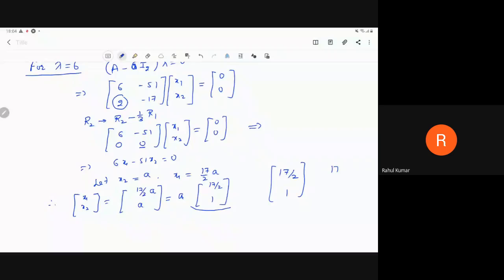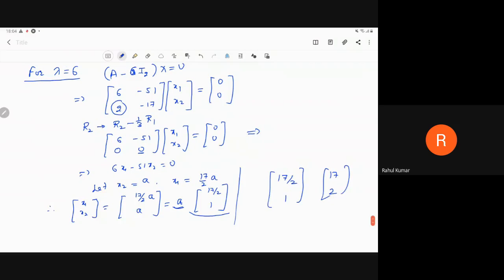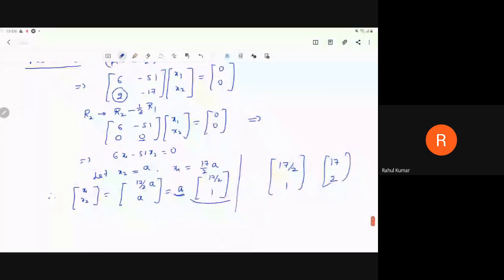Somewhere its answer can also be written as 17, 2, because this a is any non-zero number. You can choose anything, okay? But anyway, you should write your answer in this format finally. You can leave here, no problem. So we will say that eigenvectors of A corresponding to lambda equal to 6 are non-zero multiples of 17 by 2 and 1. This is the eigenvector. Any non-zero multiple of 17 by 2 comma 1 is also an eigenvector.